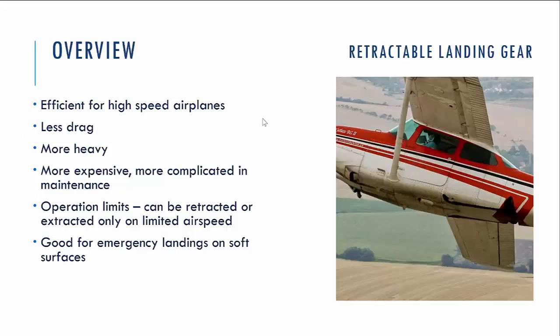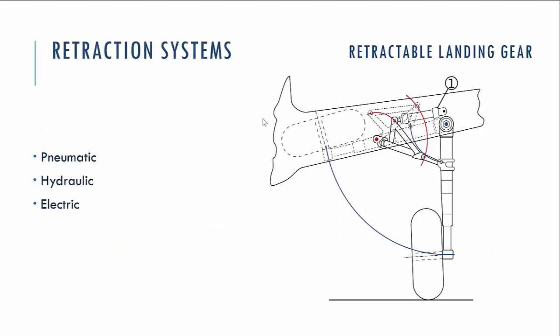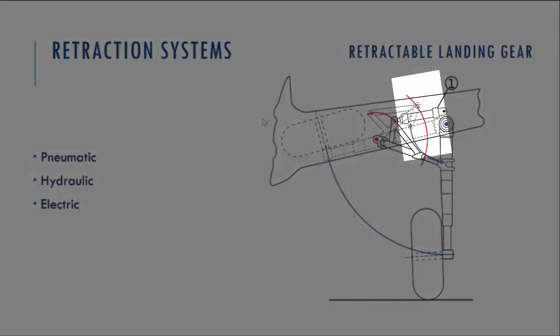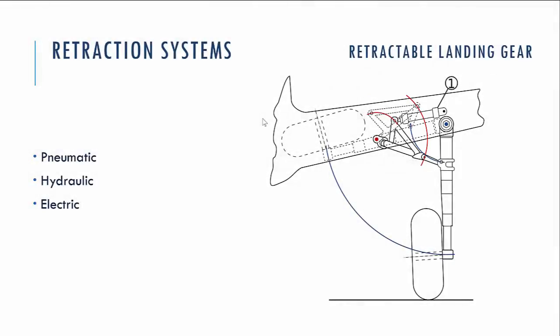So let's say a couple of words about retraction systems. This system actually is just a set of mechanical levers, which allow us to fix or lock the gear in up and in down position mechanically. So they are self-locked, and to move this mechanism from up to down position and back, pneumatic or hydraulic or electric actuators are used. The pilot should control the position of the landing gears from the cockpit.